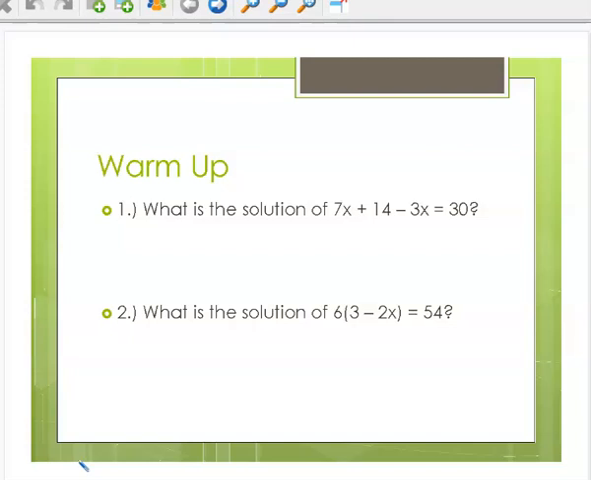Okay, let's take a look at the solutions for this first one. So for the 7x plus 14 minus 3x equals 30, you should get a solution of 4. And in the second one, you should be getting a solution of negative 3.